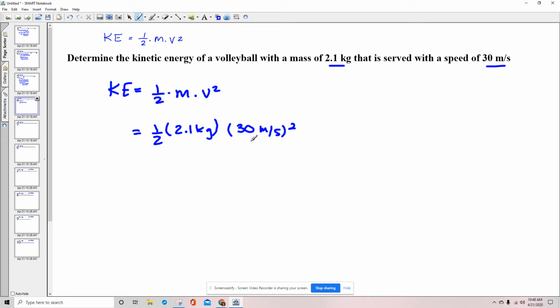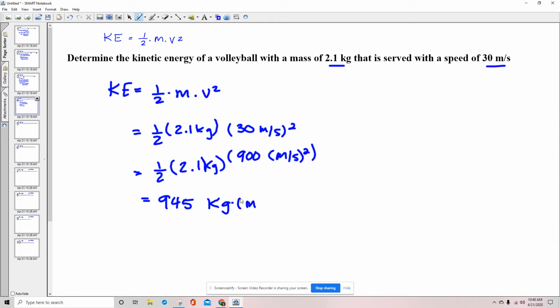So 30 times 30 gives us 900 meters per second squared. So that's the velocity. And then we say 1/2 times 2.1 kilograms. Okay, so we'll multiply 1/2 times 2.1 times 900 meters per second squared, and we'll get the kinetic energy is equal to 945 kilograms times meters per second squared, or 945 joules.